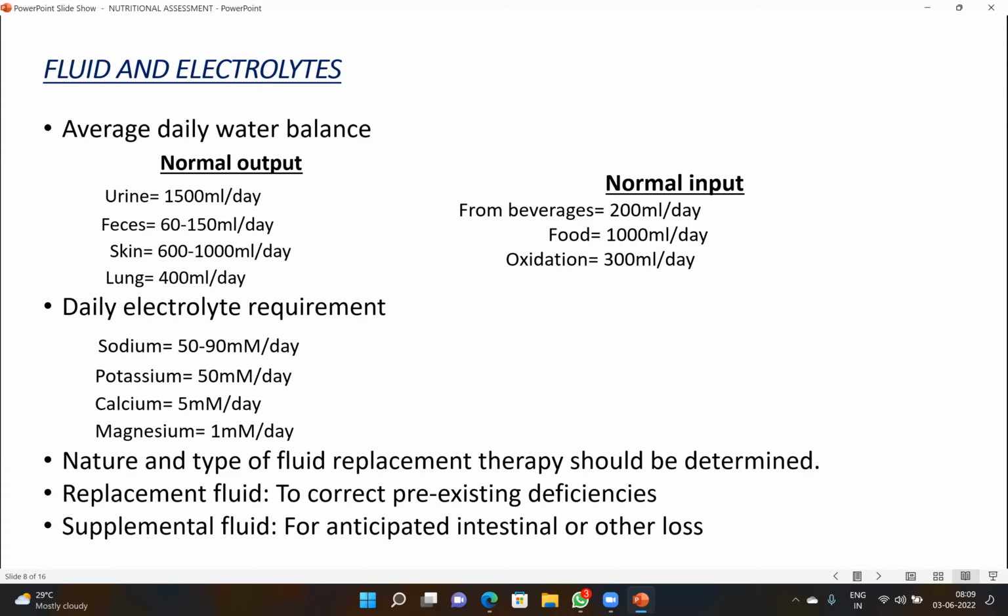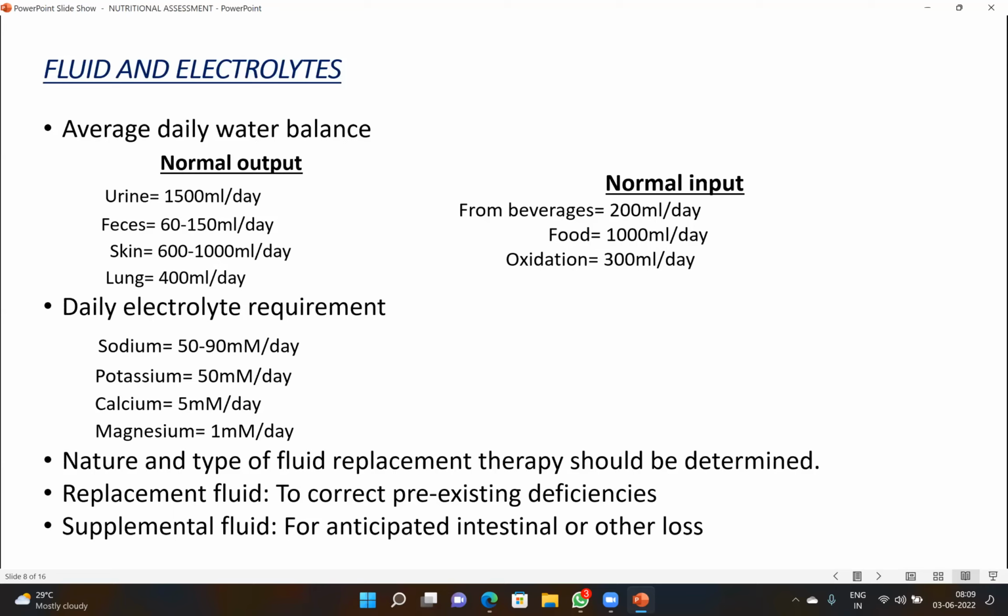300 ml water balance. Daily electrolyte, we require sodium as 50 to 90 millimoles per day, potassium 50 millimoles, calcium 5, and magnesium 1 millimoles per day.